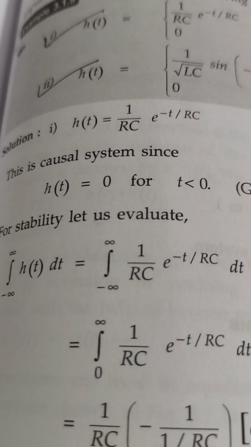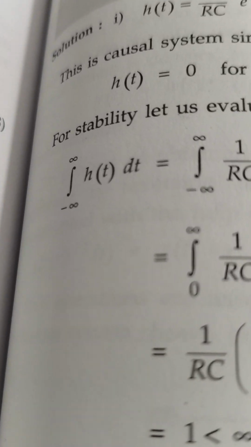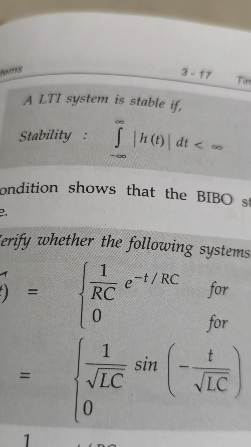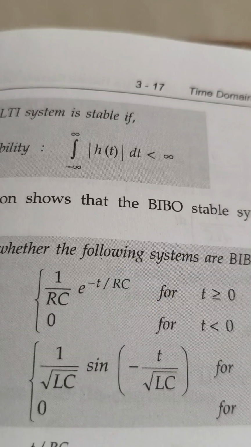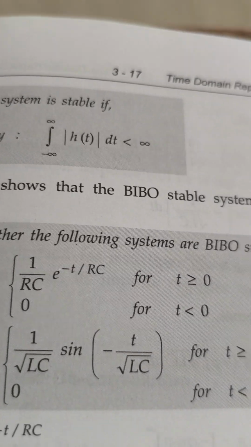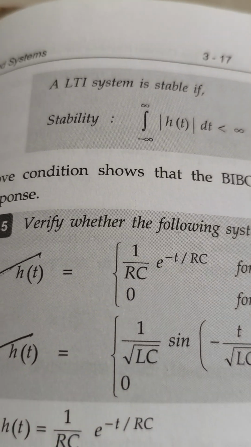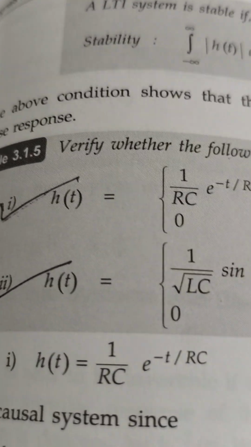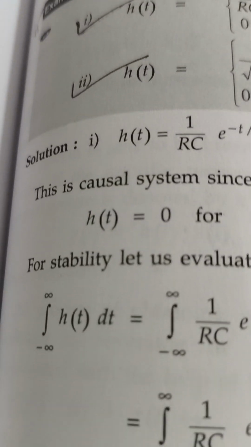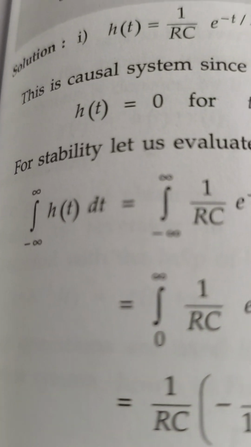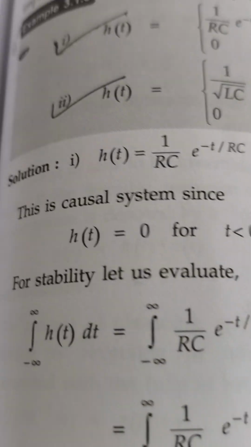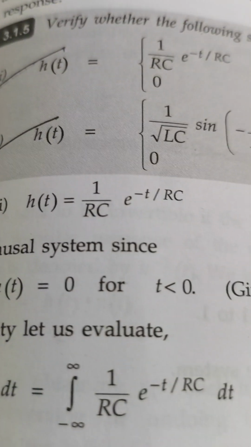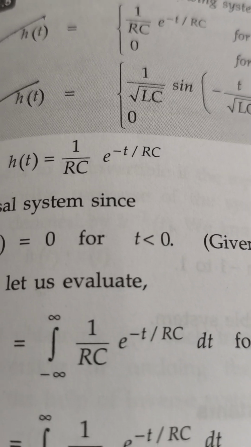Next we'll find out the stability of the system. What is the condition to find out the stability of a system? Here above only it is there. An LTI system is stable if the integration from minus infinity to plus infinity of modulus h of t dt is less than infinity; then such systems we can call stable systems. Here they have given h of t. Therefore, we need the integration of h of t dt from minus infinity to plus infinity. Here h of t is 1 by RC e raised to minus t by RC.